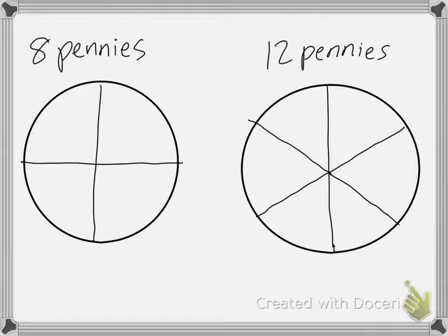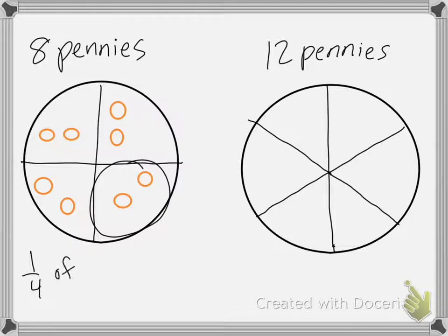Okay, let's try it with 8 pennies, and I want to divide it into fourths. So let's draw my pennies. So I've got 1, 2, 3, 4, 5, 6, 7, 8. So 1/4 of 8 pennies equals 2 pennies.